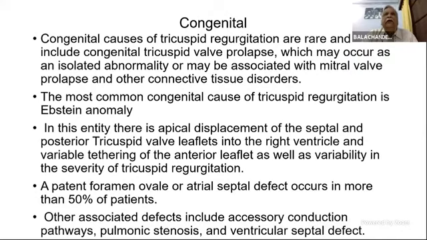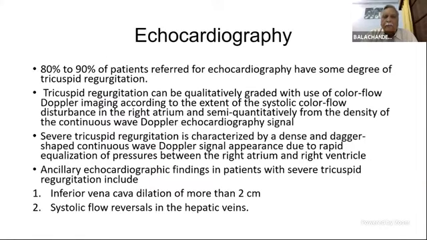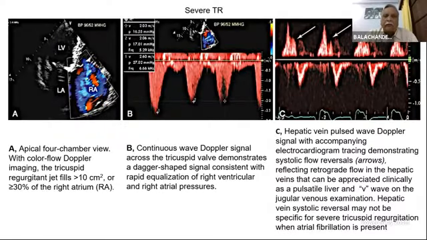And this is the congenital causes, and the important thing is Epstein's. Next slide. And of course, the echo. Next slide. I'll skip this, except that one thing is inferior vena cava dilatation of more than 2 centimeters and a systolic flow reversal in the hepatic veins is important. Next slide. Next one, please.